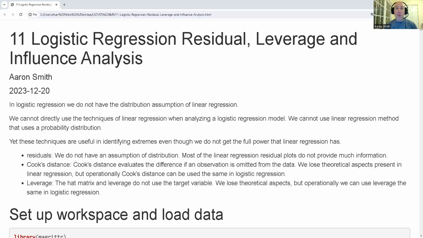Hi, in this video, we want to talk about logistic regression residuals, leverage, and influence analysis. All right, so the goal of this video is to go over ways that we're going to check individual data points that have more of an impact on our model than others.